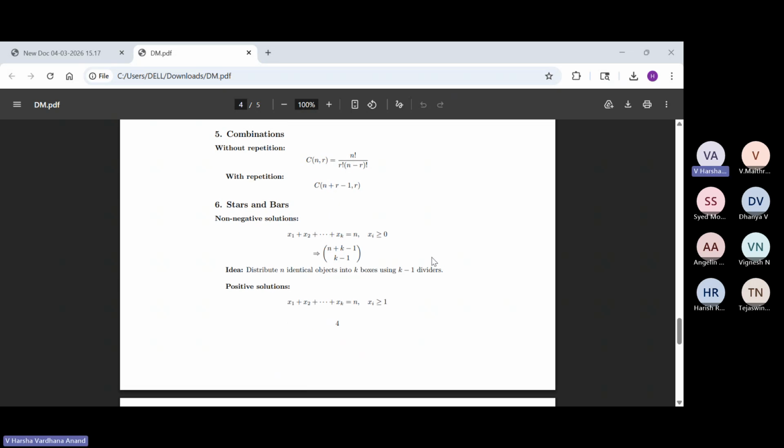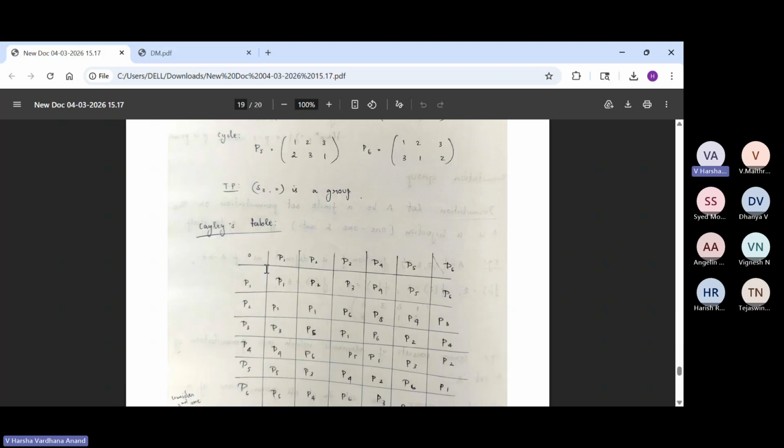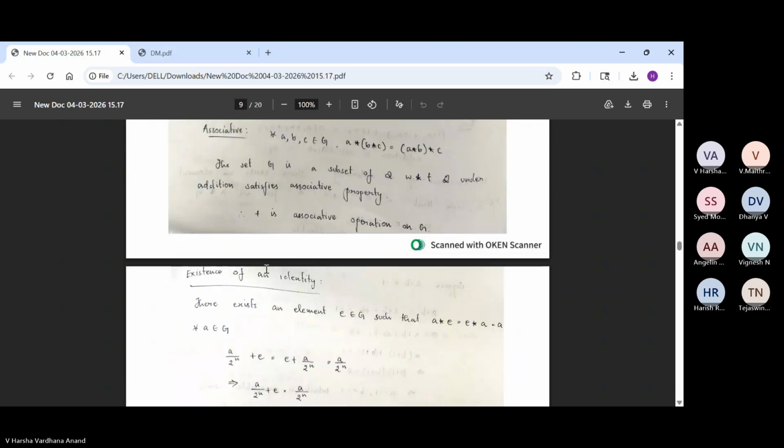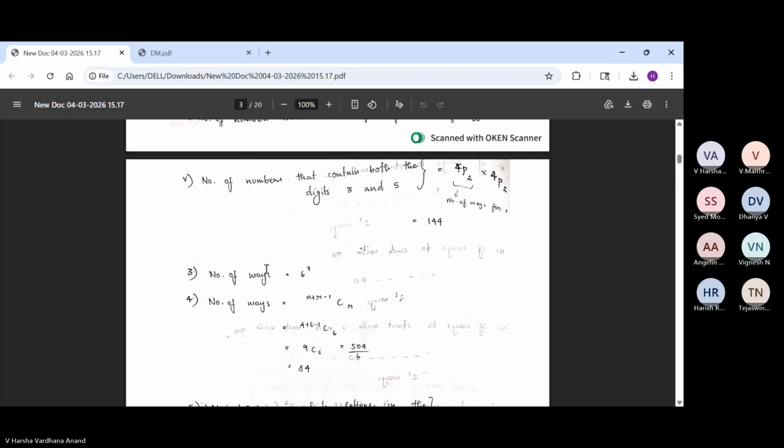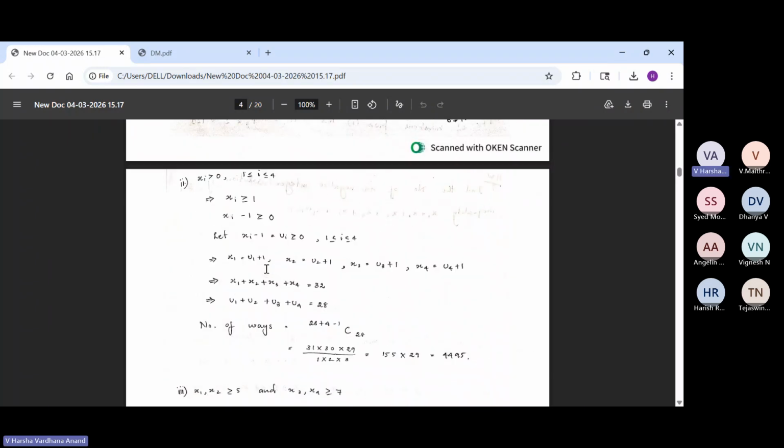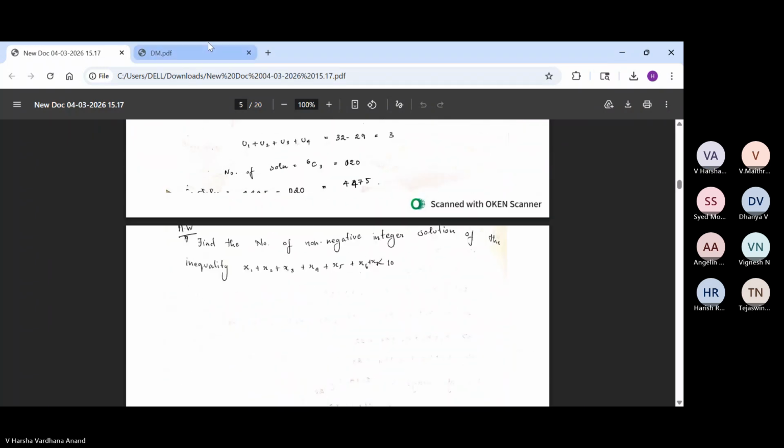So again, there's a thing called stars and bars. It's basically useful in solving sums, like inequality sums. For example, find the number of non-negative integer solutions of the inequality x1 plus x2 plus x3 plus x4 lesser than or equal to 10.